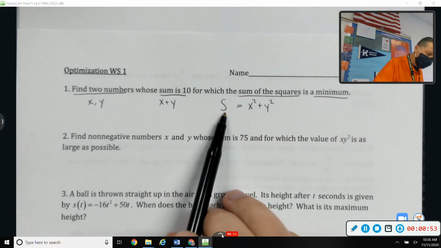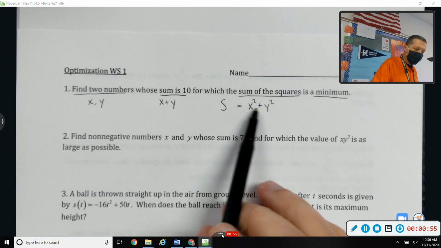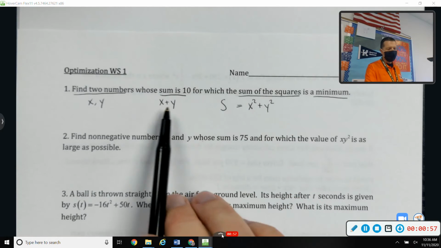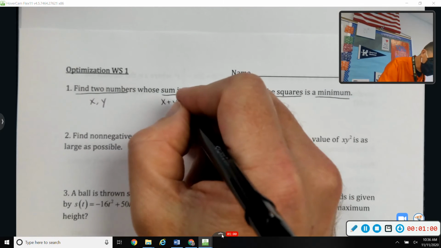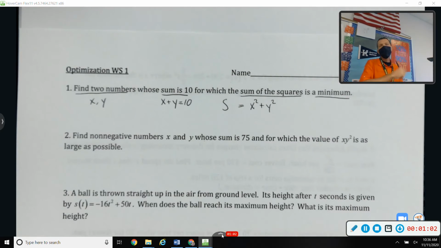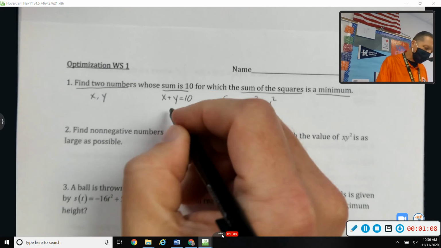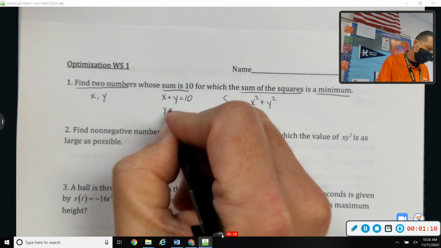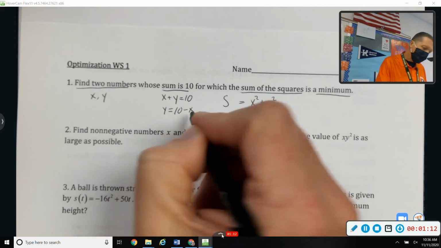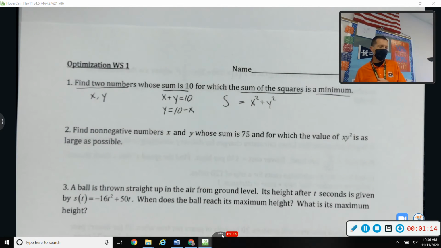So s is what I want to take the derivative of, although I got two variables in there, so I need to use the x plus y equals 10. I need to use the helper equation so that I only get one variable. It's not really going to matter which one we call x or y, since everything's all added together. So let's just say y equals 10 minus x.